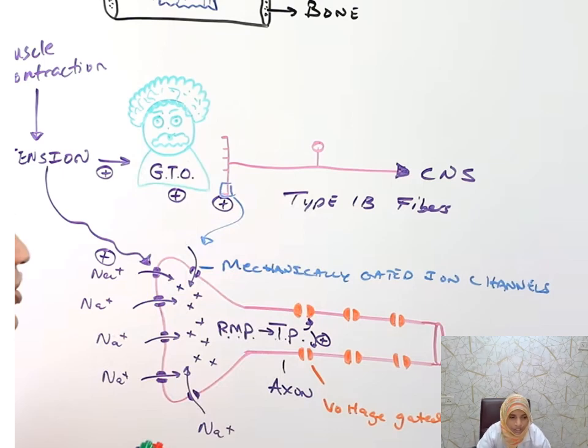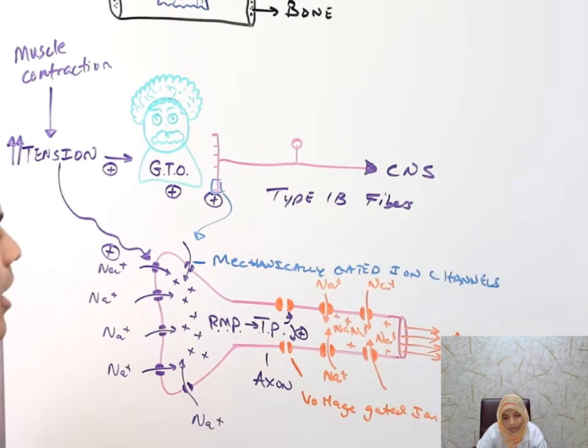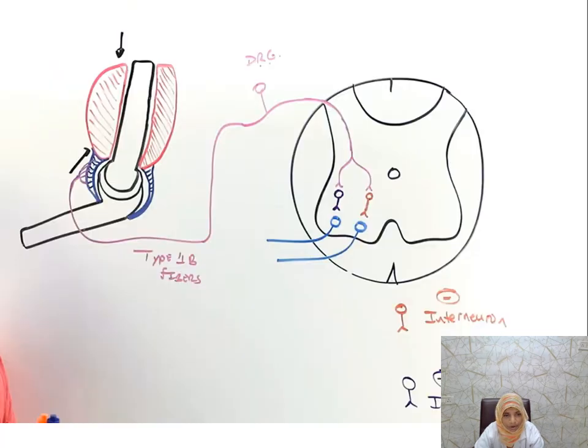So increase in the tension causes opening of mechanically gated sodium channels. There is a lot of entry of positive ions, which is going to raise the resting membrane potential to threshold potential, which causes opening of voltage gated ion channels. And further, there will be influx of sodium ion. This information will be going to our spinal cord. So whenever muscle is contracted, the increase in tension generated will go via the sensory afferent, that is type 1B fibers. Because it is sensory, the cell bodies are in the dorsal root ganglia.